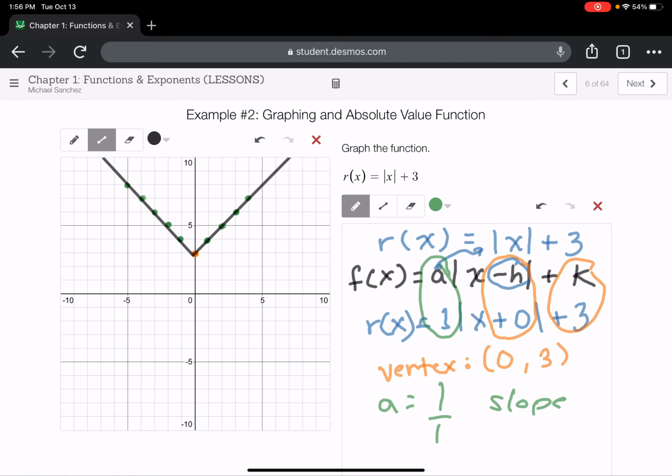And this is the graph of the function of the absolute value when there's missing values like h and k. We fill in the place of h and k with 0. If there is no a, we replace that with a 1.